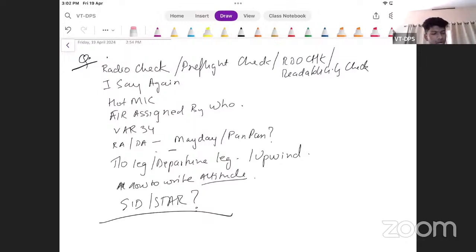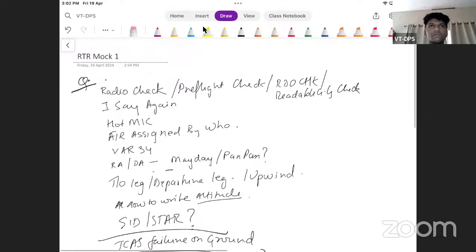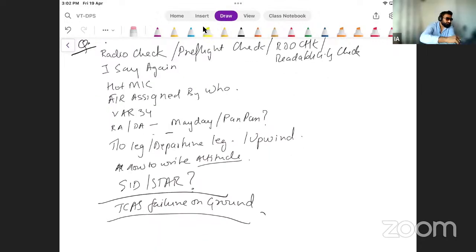Then, what happens if TCAS failure is there on ground? What call are we supposed to give? Like, can we give unable RVSM? I don't know if we can give unable RVSM, but that's one doubt that I just got today. So that's pretty much it. See if you have anything else. Think if there are any doubts you're waiting to clear.